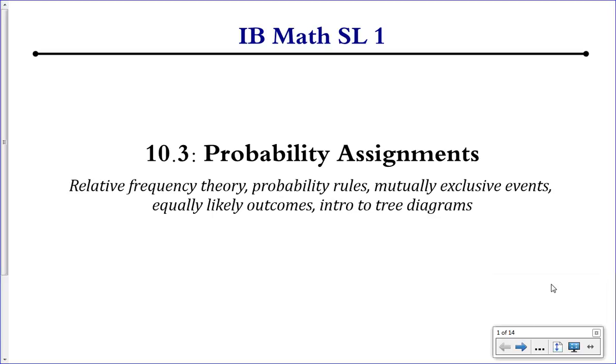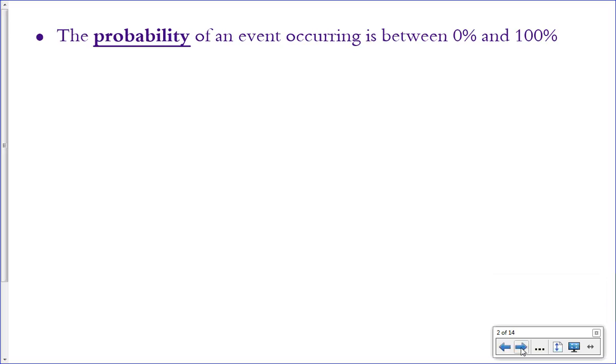In this video, we're going to be talking about probability assignments. So it's important to know what probability is talking about. The probability of an event occurring is between 0% and 100%, or between 0 and 1. If the probability is 0, that means the event is certain to not happen. And if the probability is 1, that means the event is certain to happen. And it can take any value in between 0 and 1.